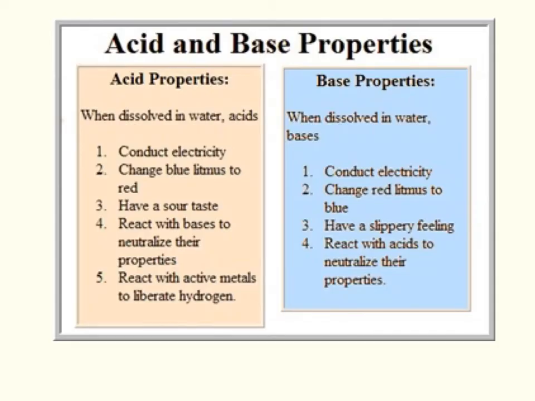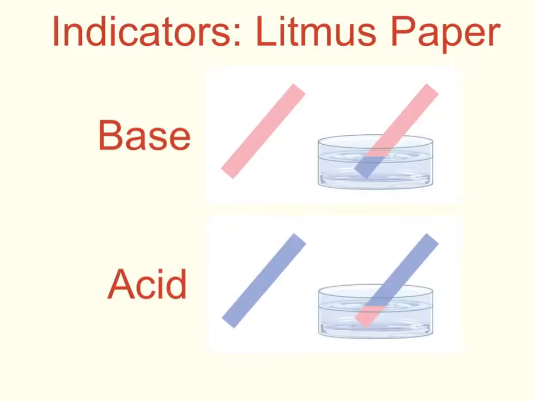Here are some properties of acids and bases. On the left, you'll notice that there are some properties of acids that include conducting electricity and having a sour taste. Properties of bases. Bases also conduct electricity, but bases don't have a sour taste. They actually have a bitter taste, and they're slippery when you feel them. Examples of acids include things like lemon and vinegar, and bases are usually things that we use for cleaning, like soaps and detergents.